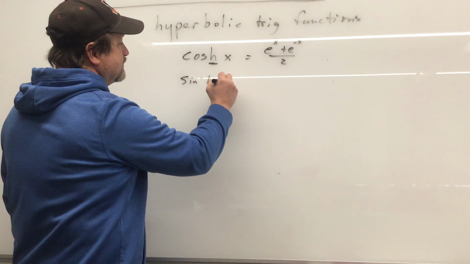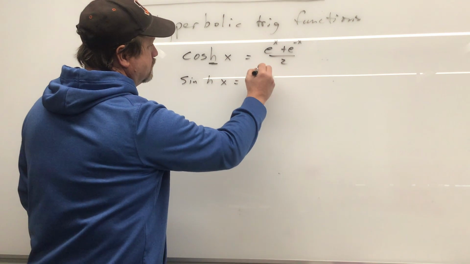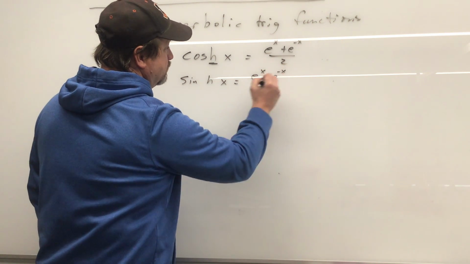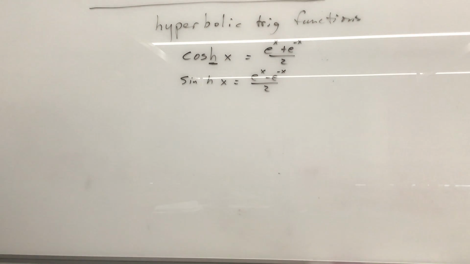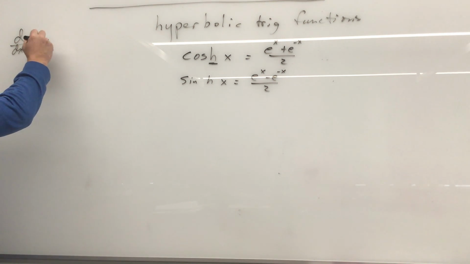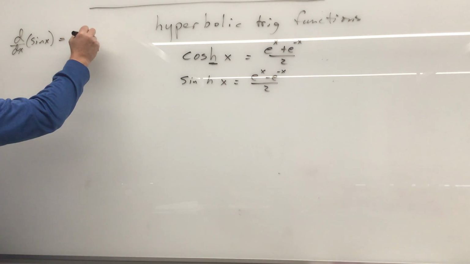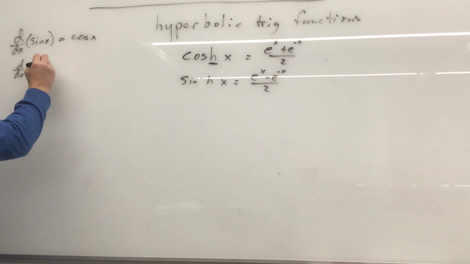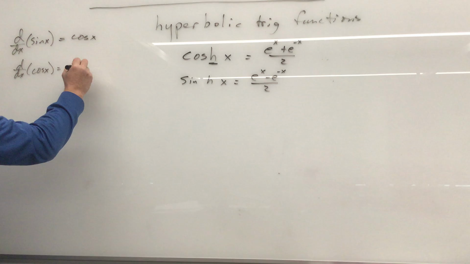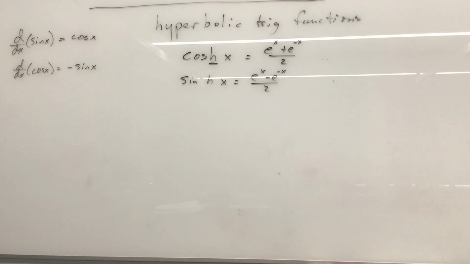Similarly, we have a hyperbolic sine, and the only difference between the two of those is the sign. Now, we've already talked at some point about the fact that you take the derivative of regular sine, and that gives you cosine, and you take the derivative of cosine, and that gives you negative sine. Those we talked about a long time ago.